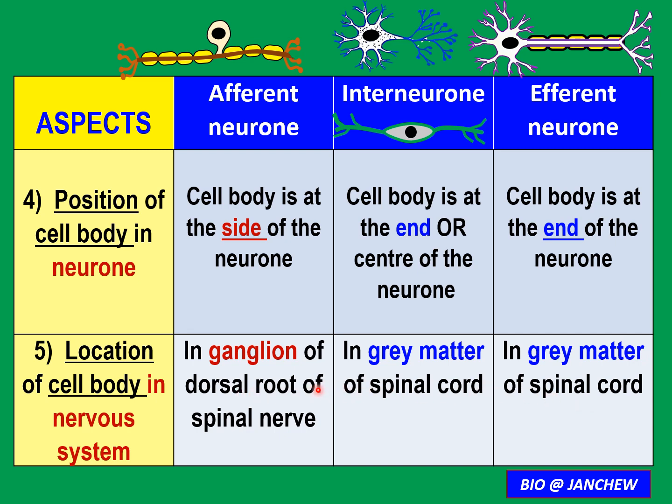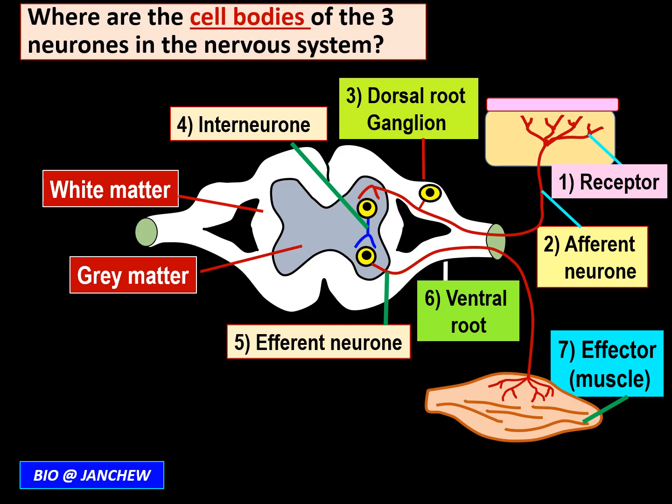Okay, so let's look at the next slide to find out the position or location of the cell bodies in the nervous system, all the cell bodies. Let's refer back to the drawing of the spinal cord, the cross-section of the spinal cord. Now, where are the cell bodies of the three neurons in the nervous system? Now we're going to talk about the cell bodies. For the afferent neuron, the cell body is in the ganglion, which is a swelling in the dorsal root, but not in the spinal cord. This is the root of the spinal cord.